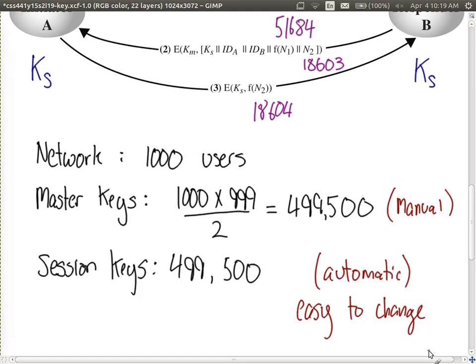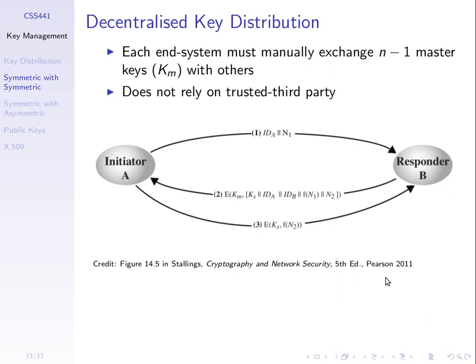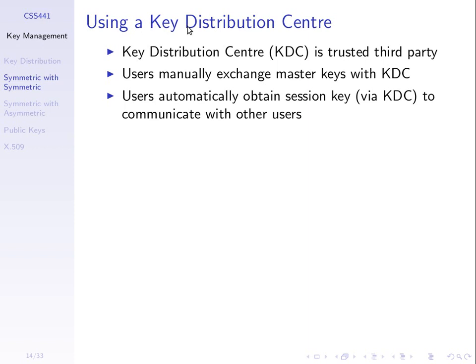And we'll see in another approach, we could use Diffie-Hellman, for example, to exchange master keys. So use public key cryptography. But sticking with symmetric key cryptography, this decentralized approach doesn't work so well with large networks. What's the solution? Use a key distribution center. Introduce another entity into the network that will assist with the exchange of session keys, and by introducing that, will reduce the number of master keys necessary.